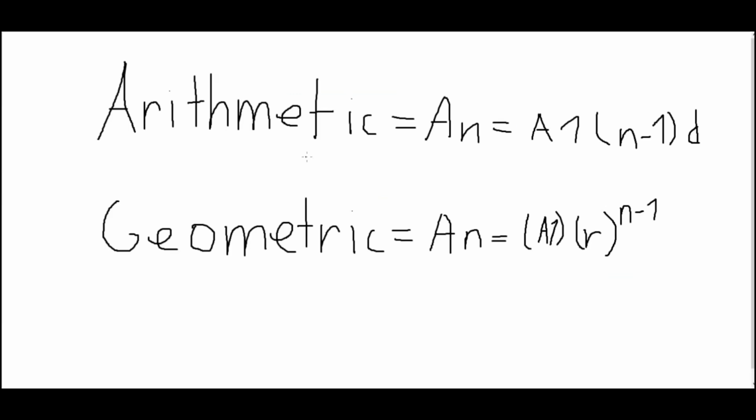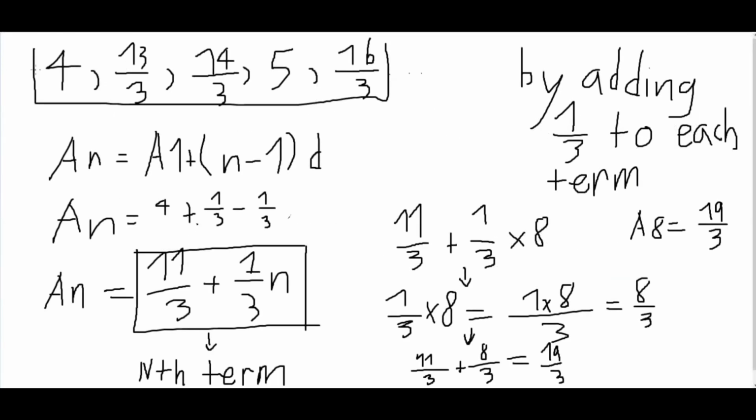This is the nth term for arithmetic: a sub n equals a sub 1 plus the quantity of n minus 1 times the common difference. While for geometric, a sub n equals a sub 1 times the common ratio raised to the power of n minus 1. This is an example of the arithmetic sequence.